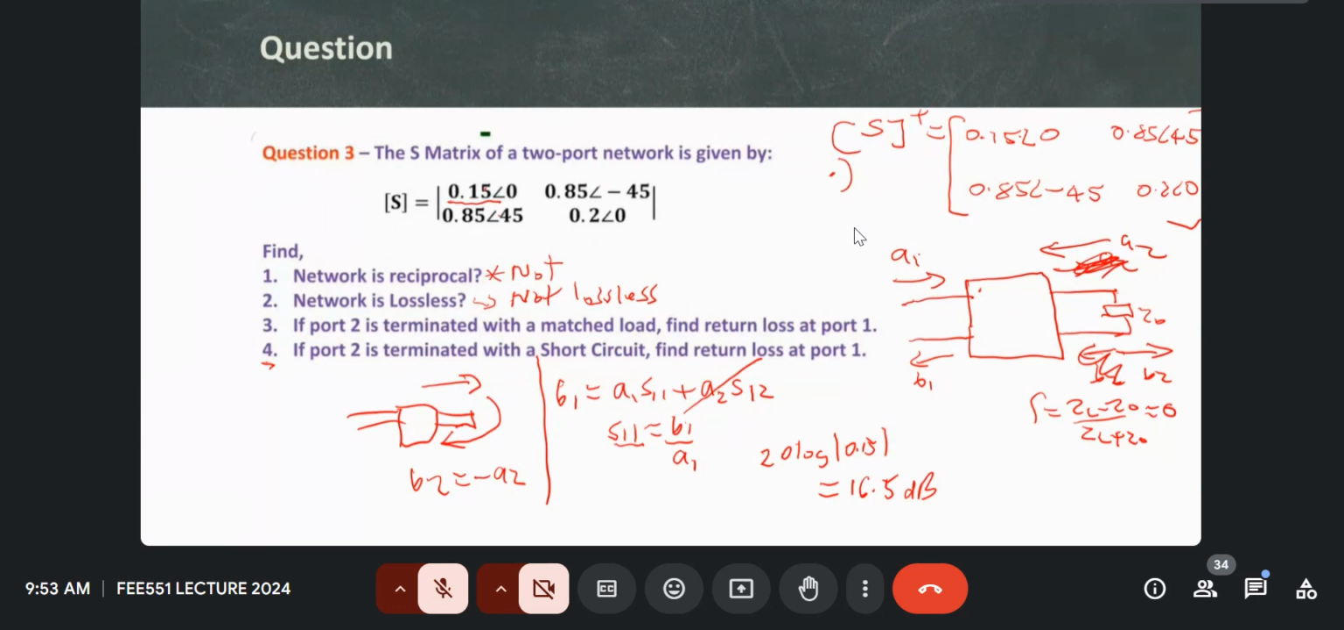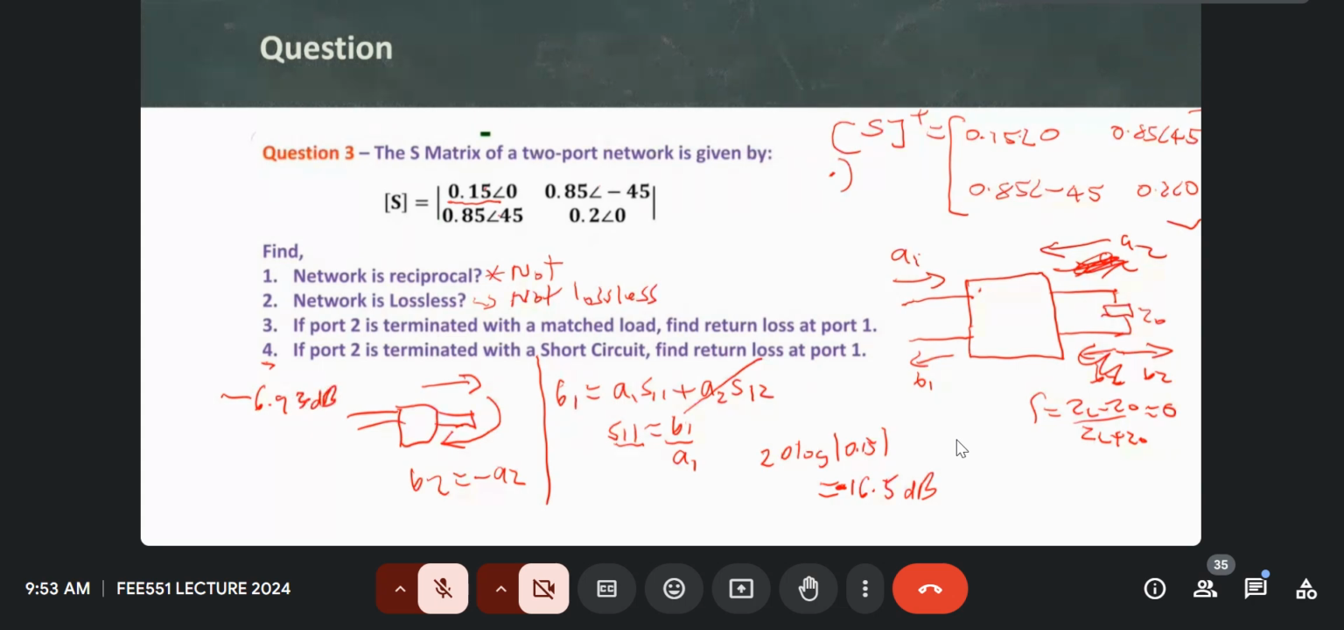Sorry, Tony, what did you say 20 log 0.15 is? Oh, so if it's 16.5, there is a negative in front. Yes, negative. Okay, for this, you should get an answer of negative 6.93, negative 6.93 dB.